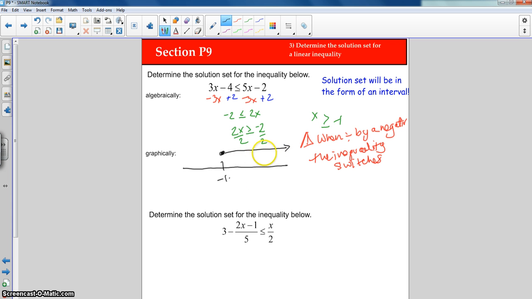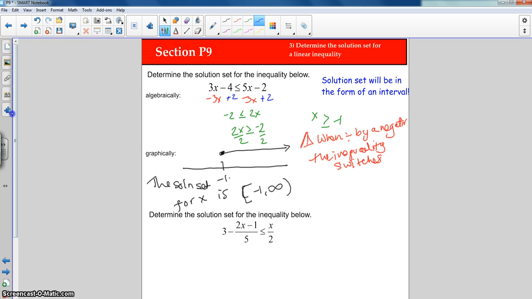And using interval notation, we saw how to write this. This would be the interval from bracket negative 1 to infinity. And remember in section P9, we were really specific about using the language. The solution set for x is this, and that would be your final answer.